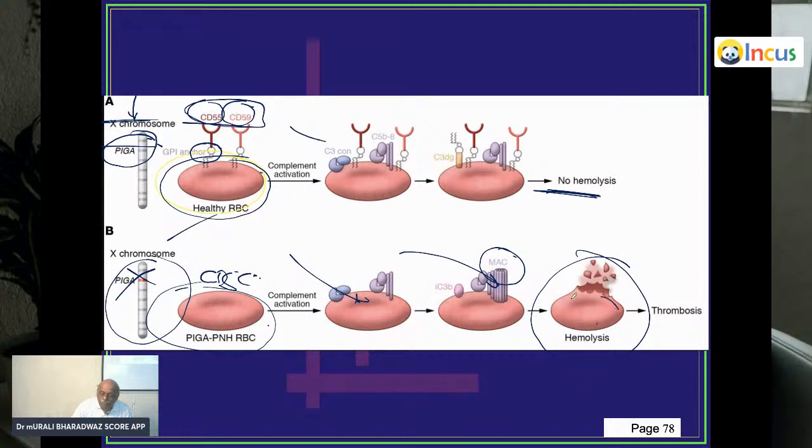And one more thing is there about PNH. It will make the RBC sticky, and that also leads to thrombotic tendency. So you will also find PNH is one of the conditions which can be included in the prothrombotic hypercoagulable conditions. Agreed, doctor?